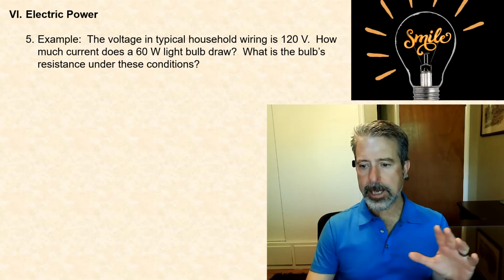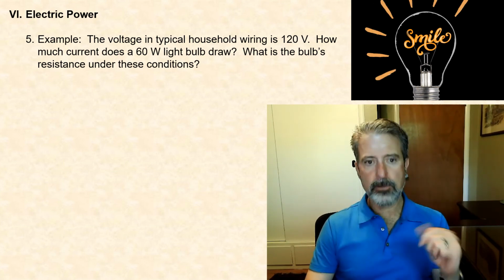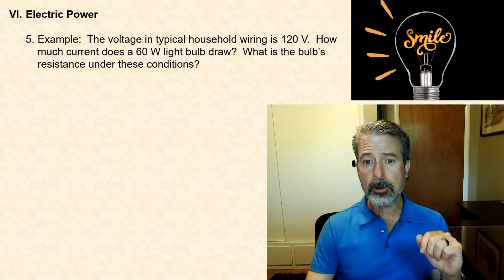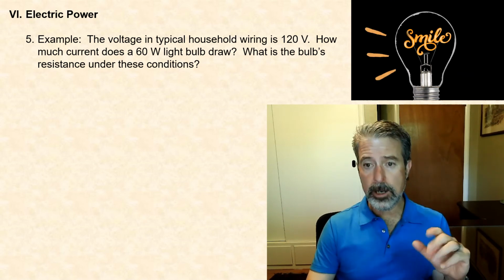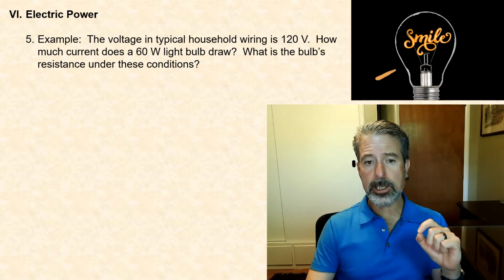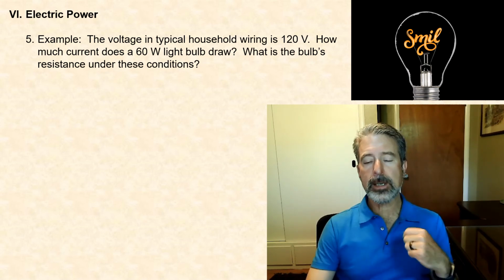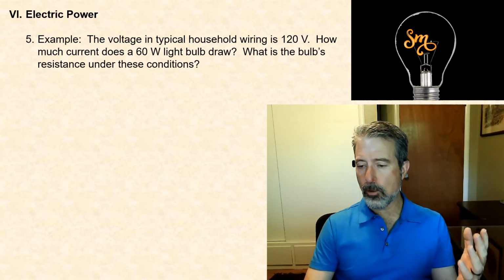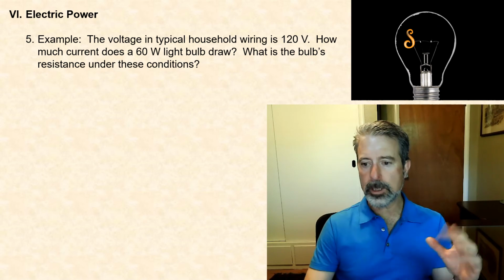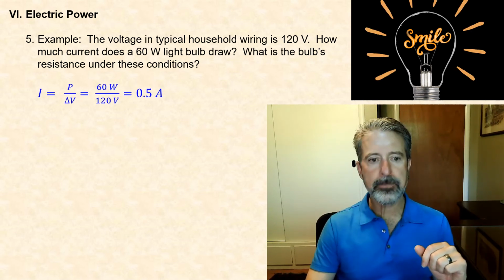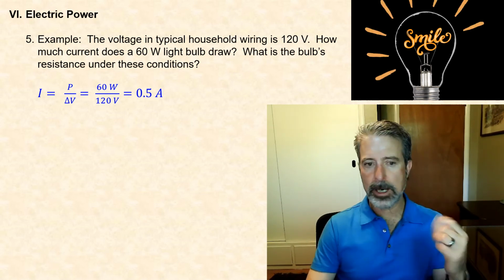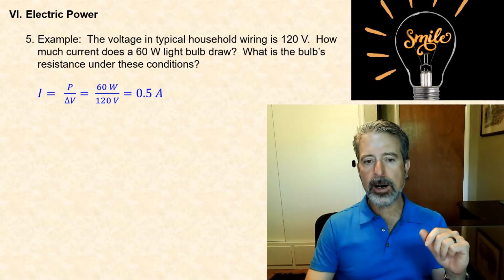So we'll finish up today by taking a look at a couple of examples involving electric power. And in this first example here, we're told that the voltage in a typical household wiring is 120 volts. How much current does a 60-watt light bulb draw? And then what is the bulb's resistance under these conditions? Well, we can use our power formula expressed in terms of current and voltage to directly calculate the current here, the ratio of power to potential difference. So 60 watts divided by 120 volts gives us a 0.5 amp current through the bulb.